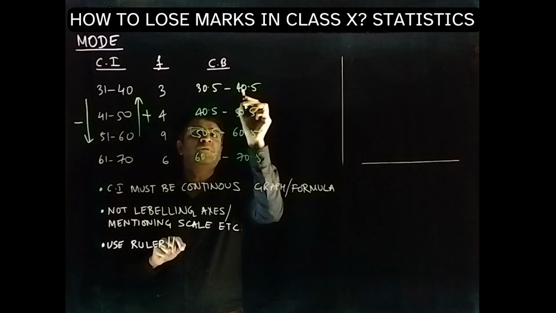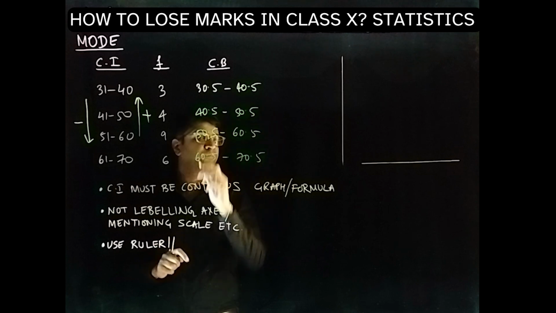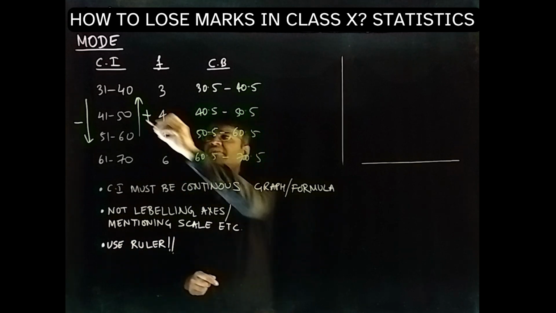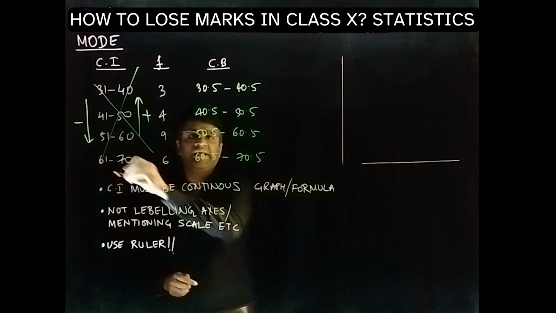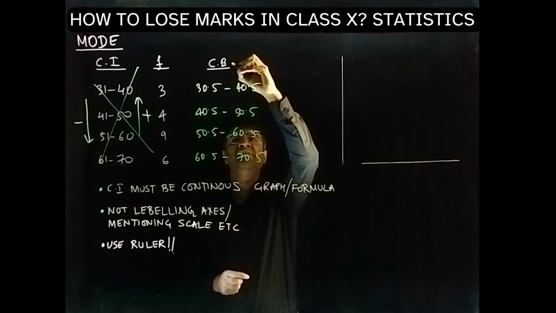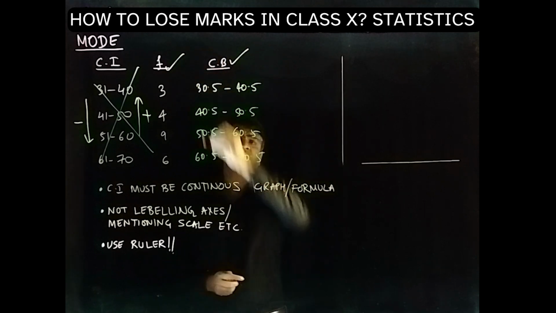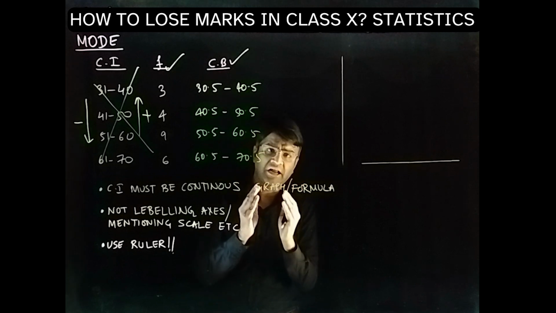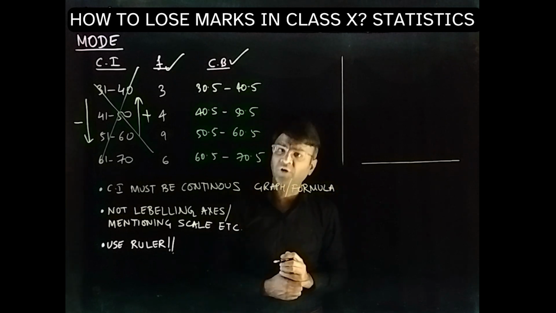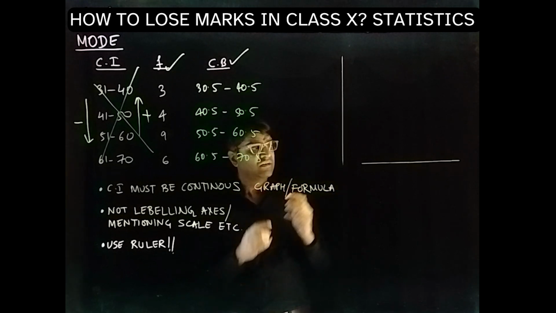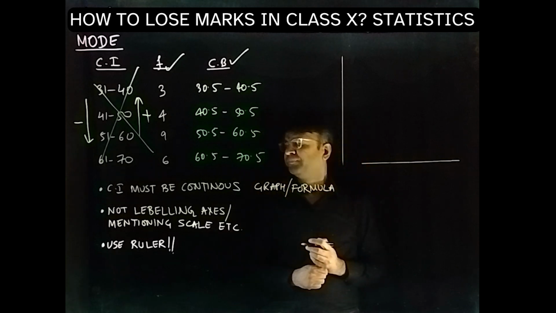Now watch. 40.5, 40.5, 50.5, 50.5. That's it. Now the old class interval is not usable anymore. You will basically use this class boundary and frequency both for graph and for the formula. Now, let's dive into the graph.